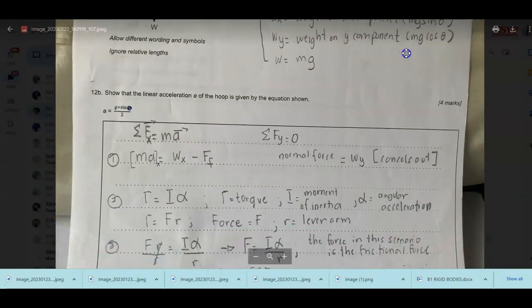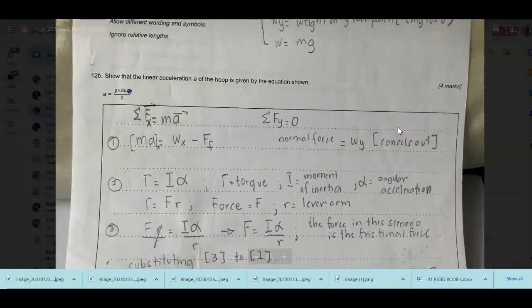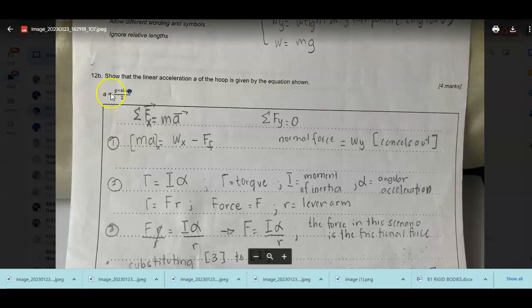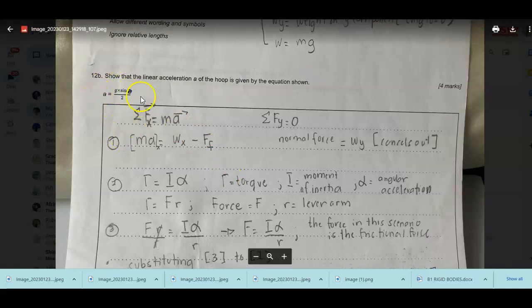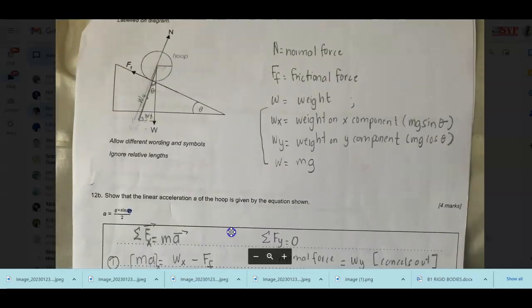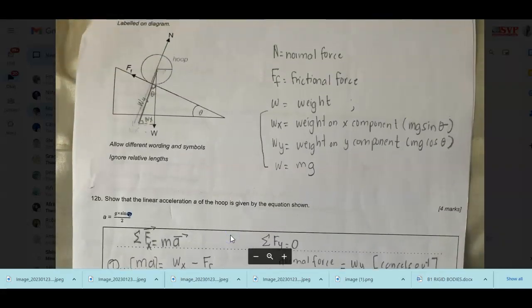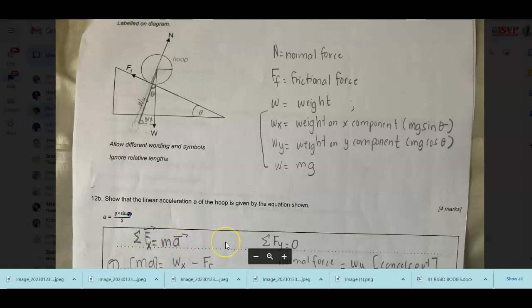Now, the second problem is asking you to show the linear acceleration of the hoop as given by the equation a is equal to g times sine theta over 2. So we have to prove that we will be able to obtain this from the system. To approach this problem, you have to start first with equilibrium of forces, which states that the summation of the forces is equal to ma.